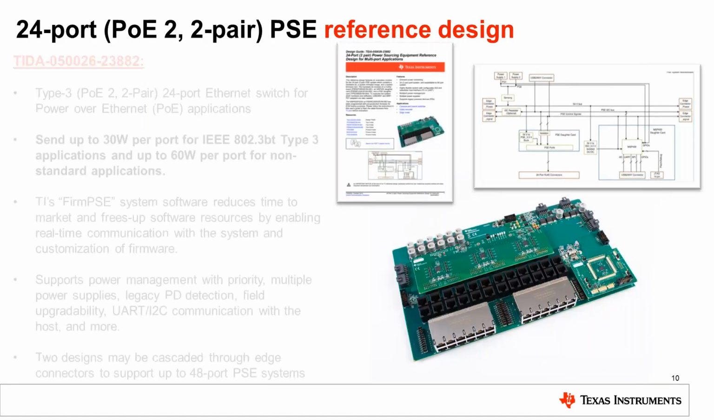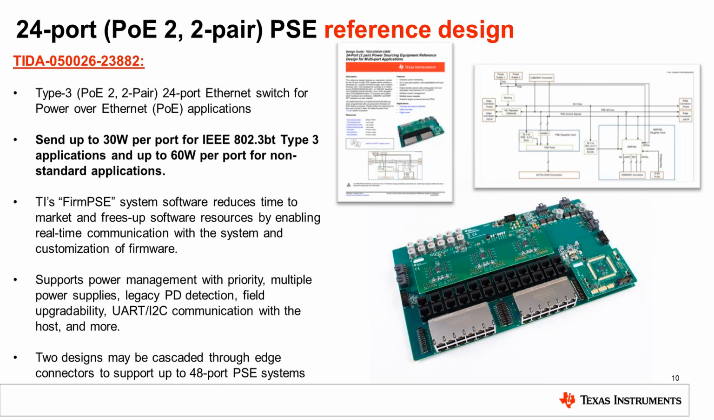In addition, we also have this same reference design for the TPS23882. This is just our lower power level IEEE 802.3at PSE that can send up to 30 watts per port for type 3 compliant applications and up to 60 watts per port for non-standard applications. The only difference here is going to be the daughter card. It's a different daughter card that you order to evaluate the lower power level 24 port design.